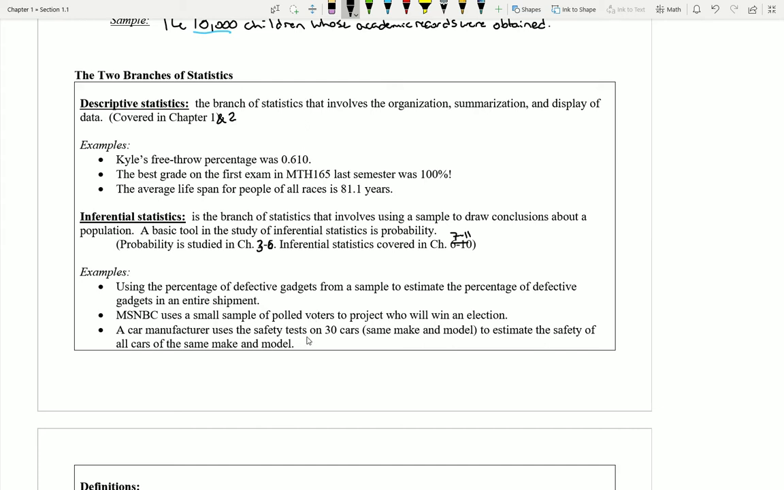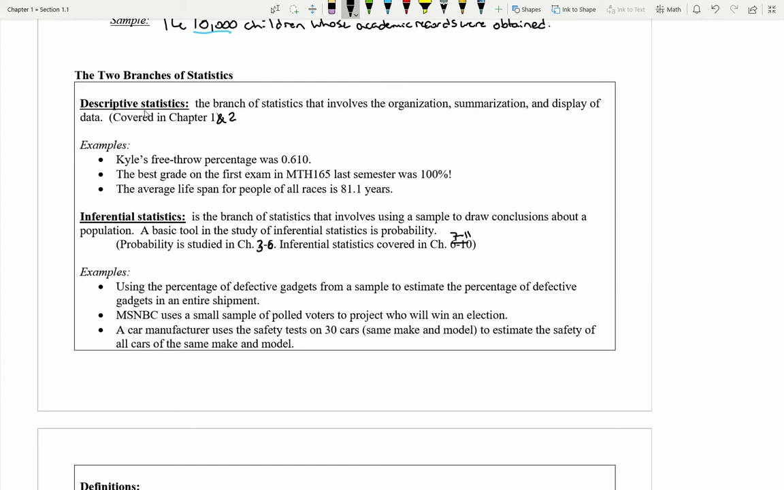A car manufacturer uses safety tests on 30 cars to estimate the safety of all cars, at least of a particular make and model, right? You see these commercials where they say, this car's got a 5-star safety rating. How do they know that? Did they actually crash that car? Well, no, clearly not. That's a really poor business strategy. You don't want to crash every car. But maybe you can do some safety tests on 30 of the cars, do some crash tests on a couple of them, and then hopefully be able to draw some conclusions about what's going to be happening with all the cars of this type. So these two branches of statistics we'll see throughout the semester.